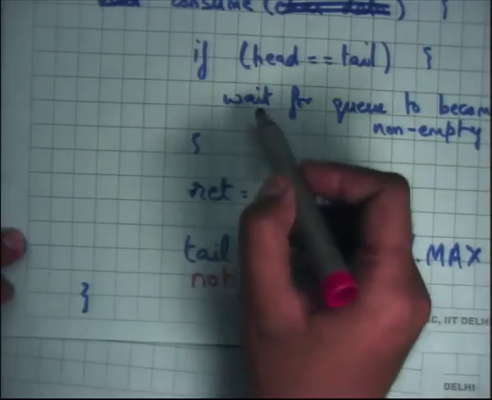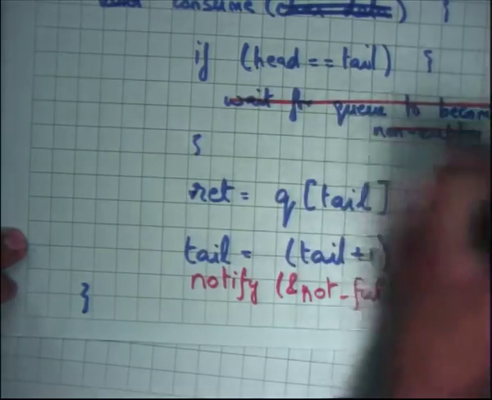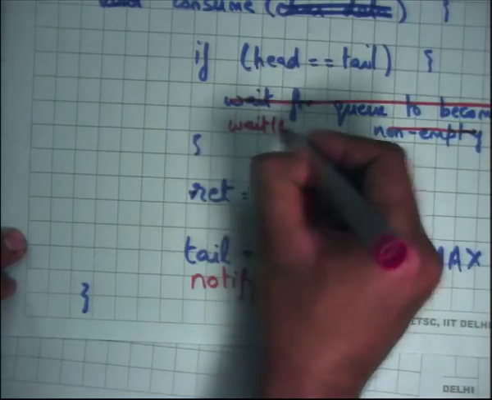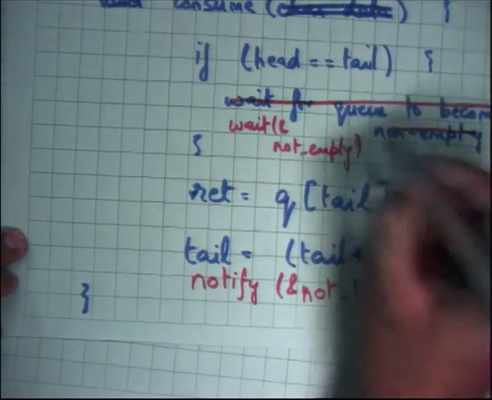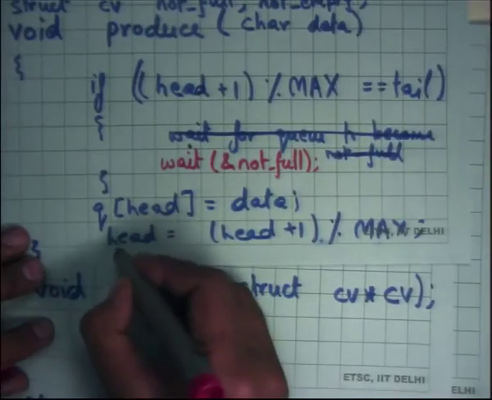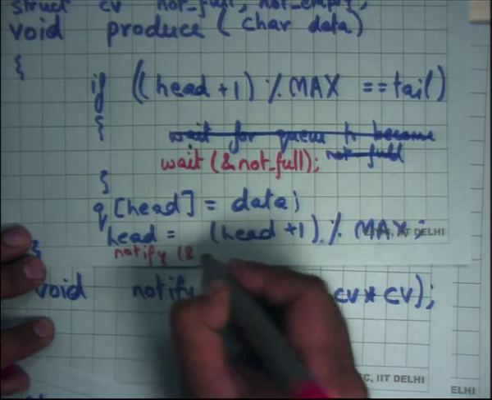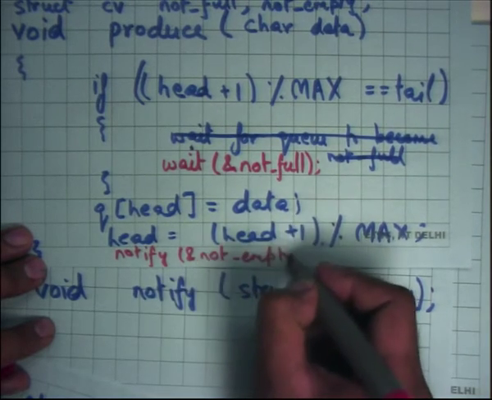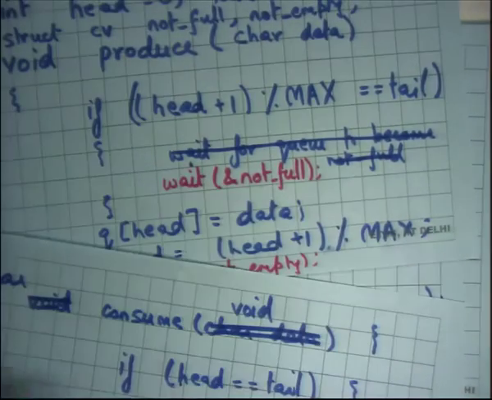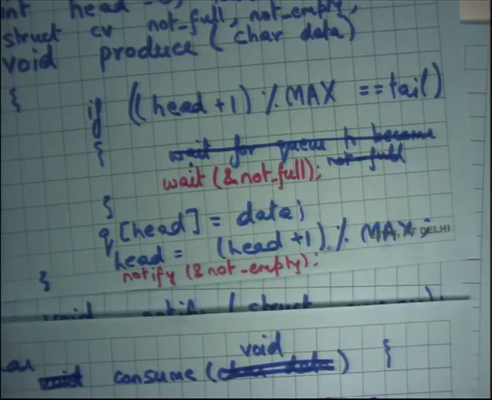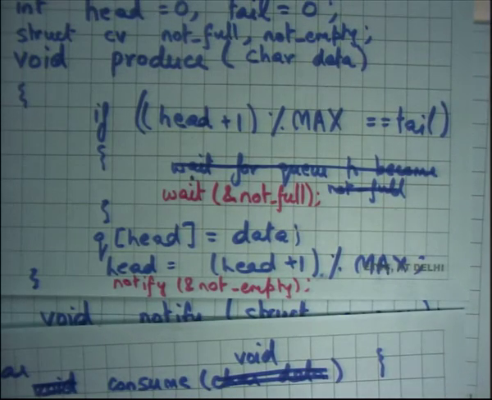Similarly, symmetrically, instead of wait for q to become not empty, I could say wait on not empty, right, and here I could say notify not empty. Okay. The effect of notify is that if there is a thread that's waiting on that particular condition variable, then it will get woken up, it will return from wait. On the other hand, if there is nobody who is waiting, then it will have no effect at all, right, it is just a no op.